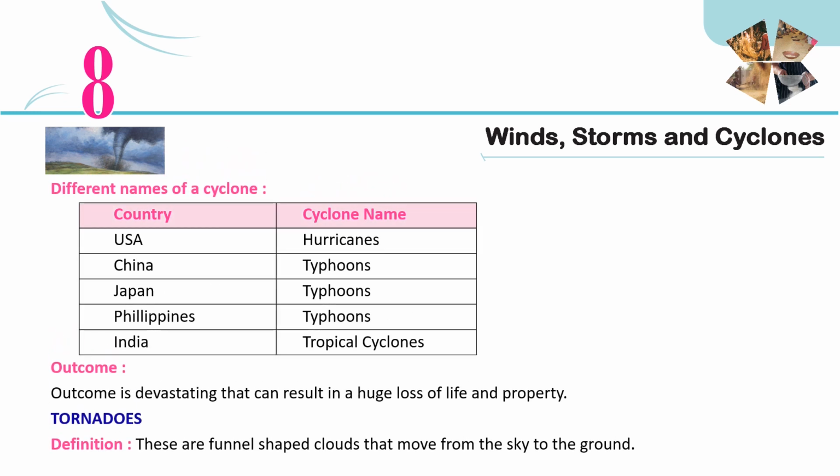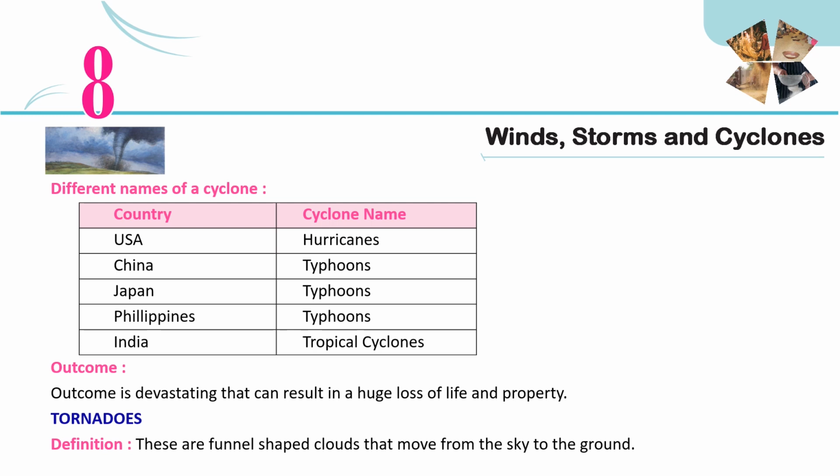Different names of a cyclone. Country, cyclone name: USA, hurricanes; China, typhoons; Japan, typhoons; Philippines, typhoons; India, tropical cyclones. Outcome. The outcome is devastating and can result in a huge loss of life and property.